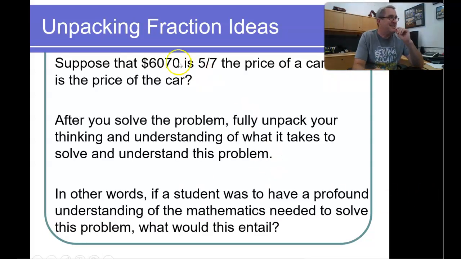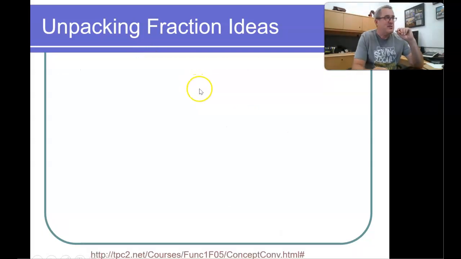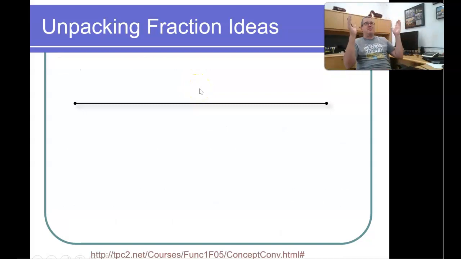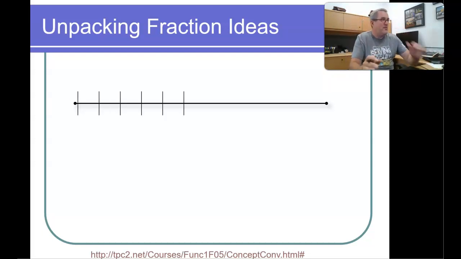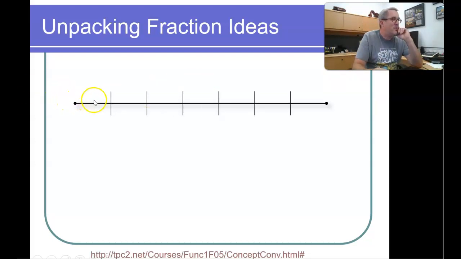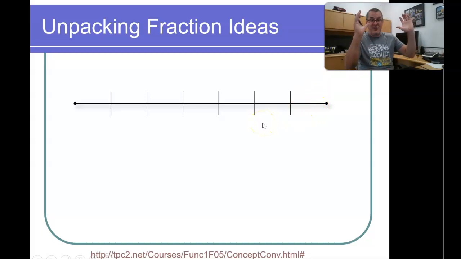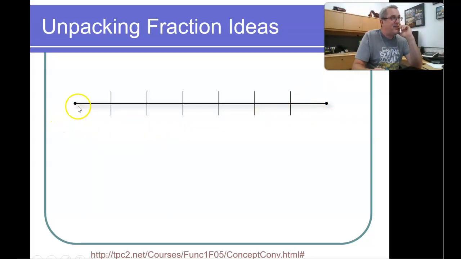First of all, the 6,070 was 5/7 the price of a car. So you might think about this. Suppose this kind of a number line represents the price of the car. Well, the first thing we might do is break that up into, let's see, 1, 2, 3, 4, 5, 6, 7 equal parts. Cutting. So I took a whole line segment, cut it up into 7 equal parts just as a way for me to think about this problem. Maybe you did it with rectangles, that's fine. But I cut this thing up into 7 equal parts.